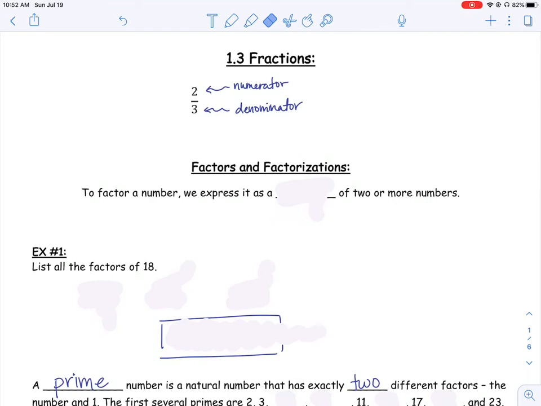Okay, we're going to start first in this section by talking about factors and factorization. So to factor a number, we express it as a product, that's multiplication, of two or more numbers, okay? And writing these factors is important when we start to do things with fractions like adding and subtracting, where we might need to get a common denominator. So finding their factors might help us get that common denominator.